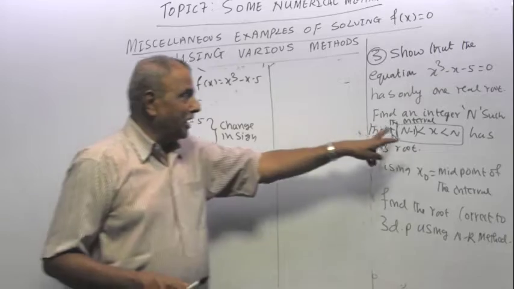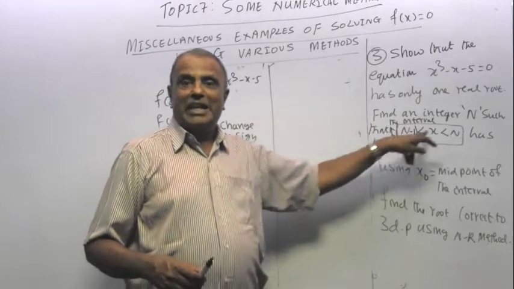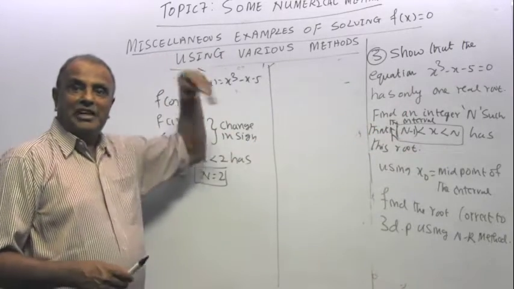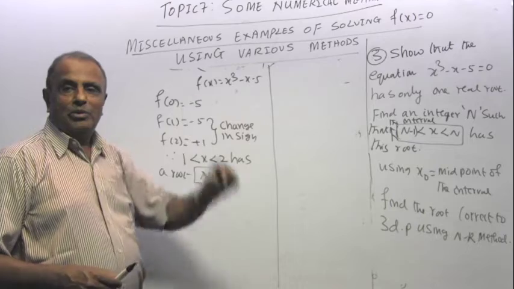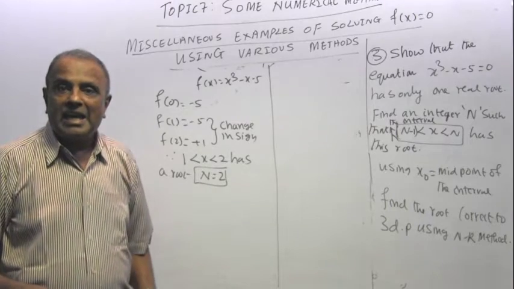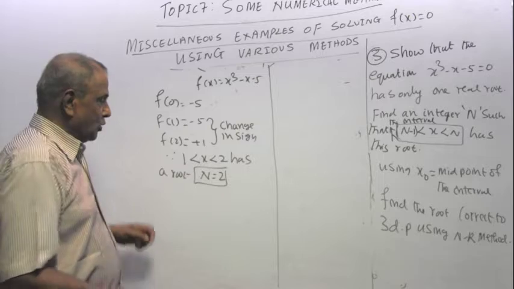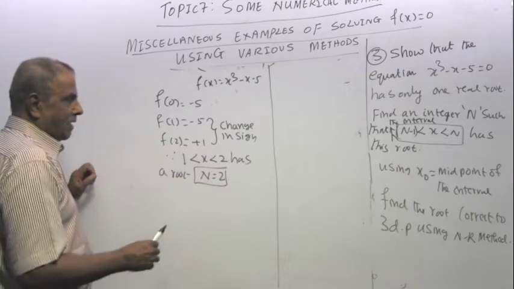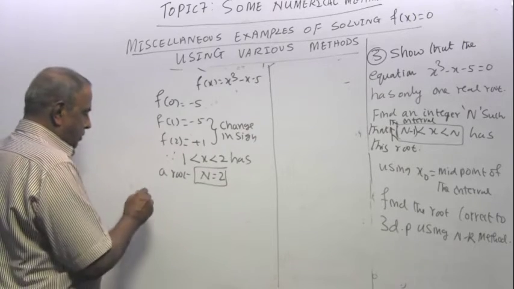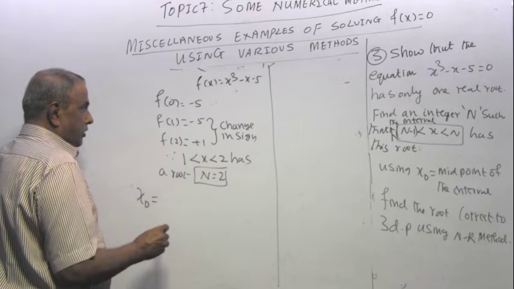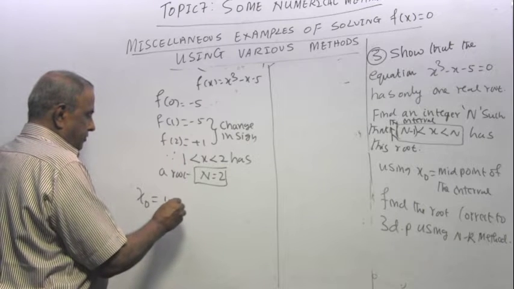Why? They didn't bother reading the question. It said n minus 1 and then students assumed it is n and n plus 1, so they wrote n equals 1. Then it becomes 1 and 0 and 1. The root is not between 0 and 1. So be careful. Next, x naught is a midpoint. So x naught equals 1.5.